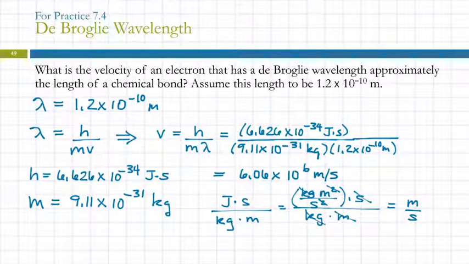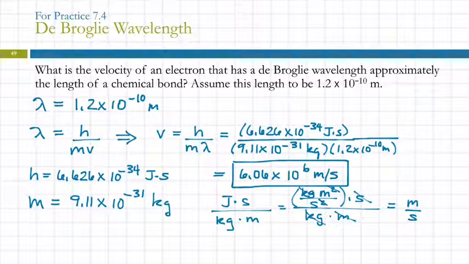So the units here, meters per second, which is good because that's a unit of velocity. So it was important there that we use the mass of the electron in kilograms, because kilogram is the base unit in the SI system, and so that's the unit that's hiding inside the unit joule. So, any questions?